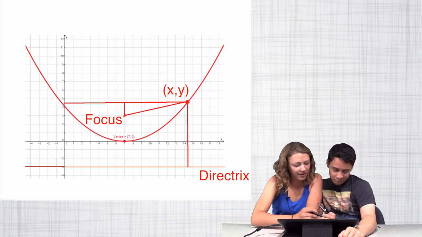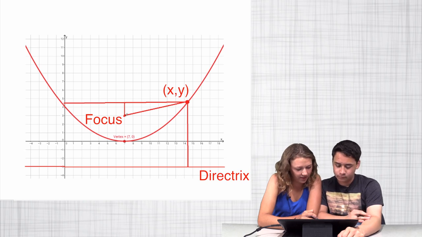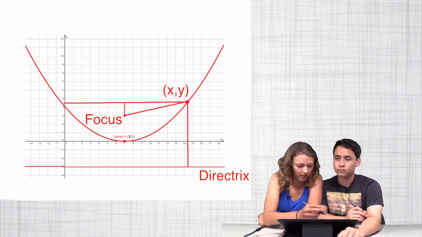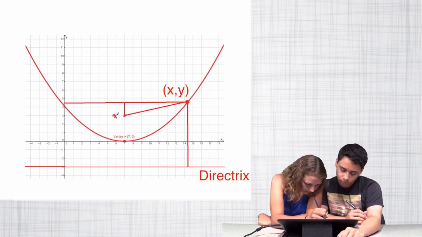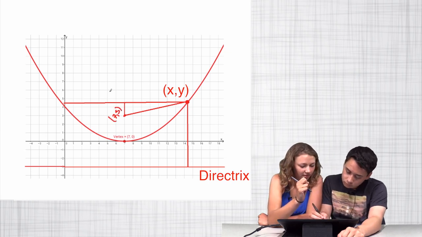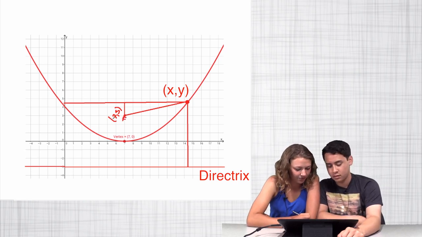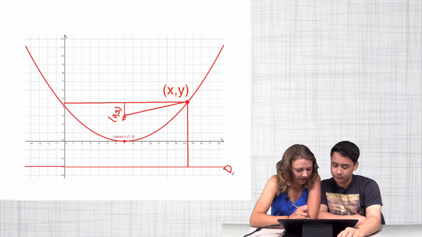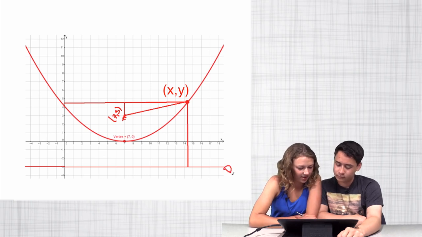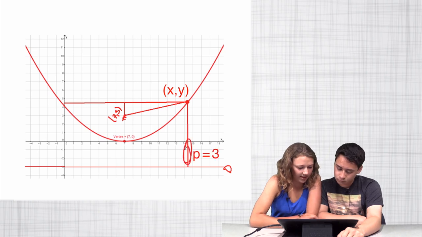So we found our focus in the last graph, and we figured out it was 7, 3. Go ahead, write that in. 7, 3, just write F over it. F means focus? Yes. Great. And this line right here will be our D, our directrix, and then our P is 3 because it's 3 under the x-axis.